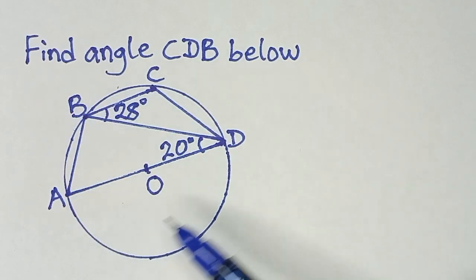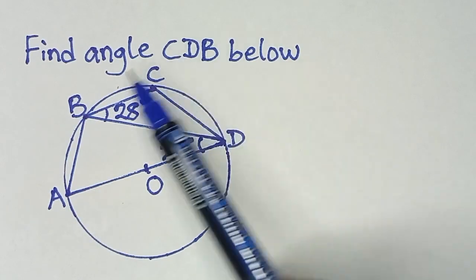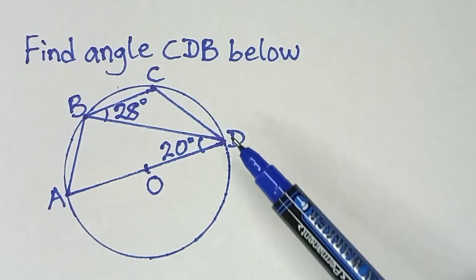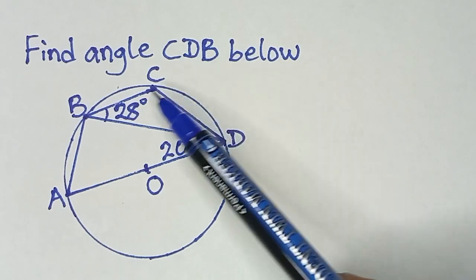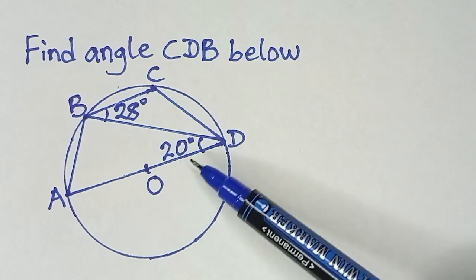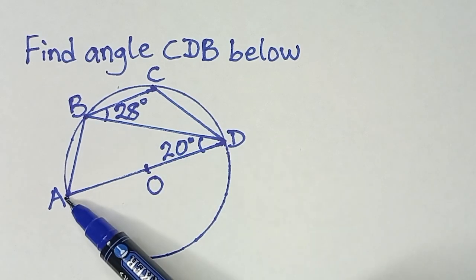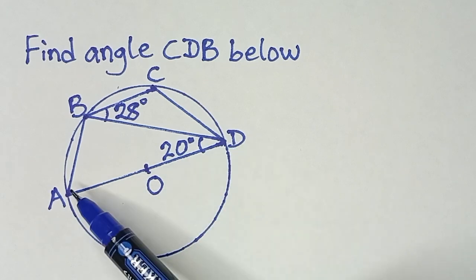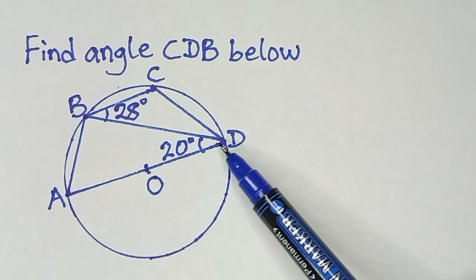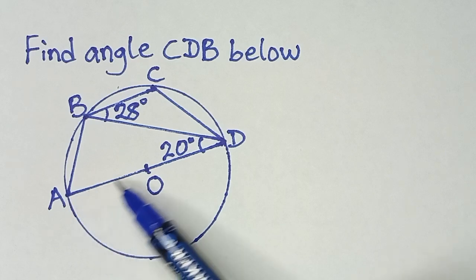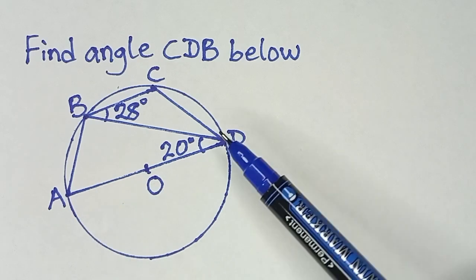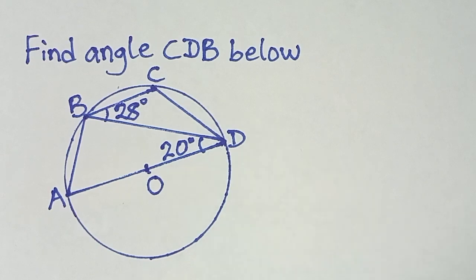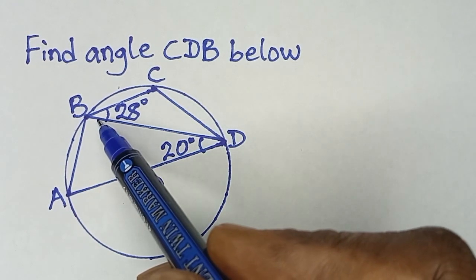In this circle geometry question, where we're asked to find angle CDB, I'll show you exactly the theorems that are needed here. Now, if you look at this line, this is a diameter line AD. A line passing through the center of the circle is a diameter. So this is the diameter line. Now, the opposite angle to this diameter line is this angle here.